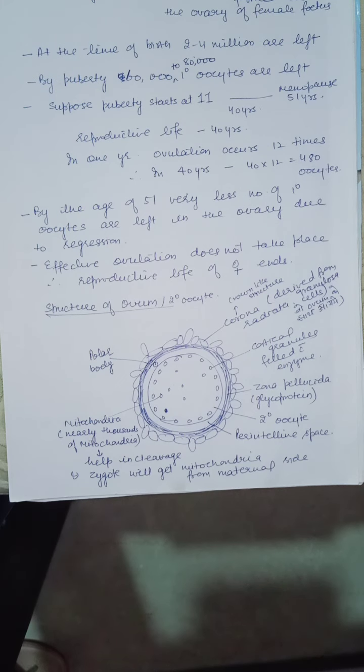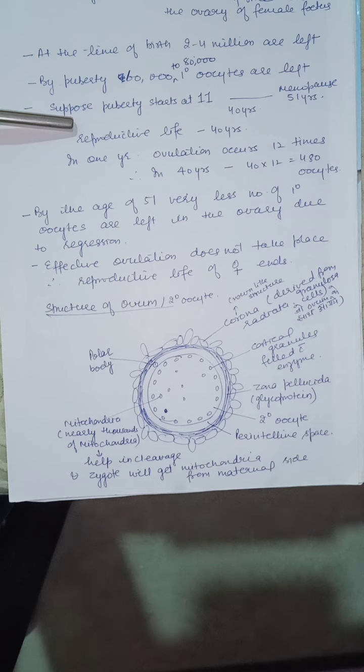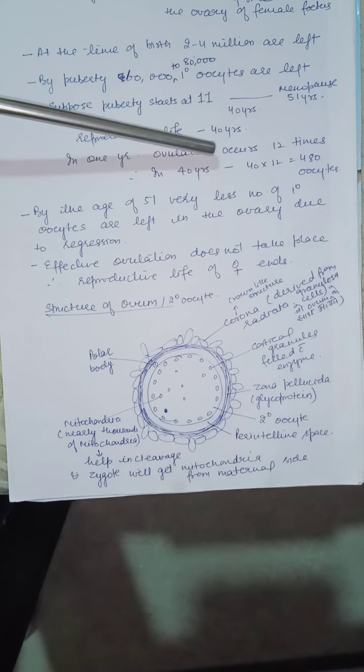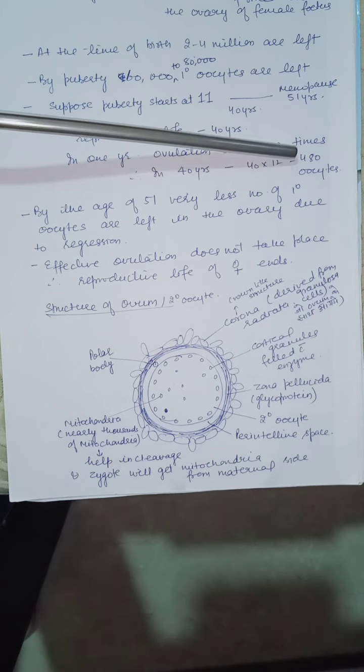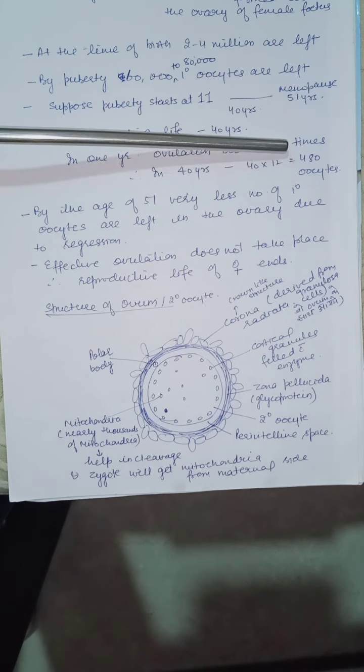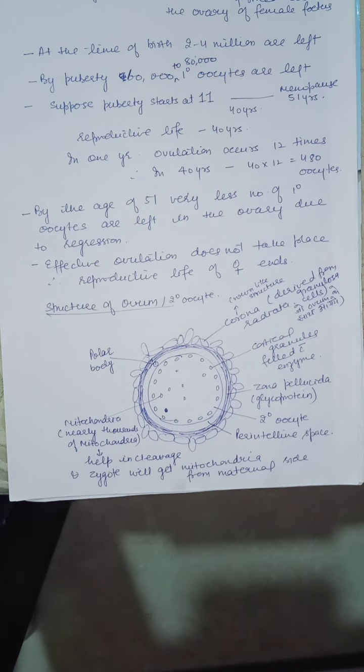Ovulation occurs only once in 1 month. That is, release of the egg from the ovary is alternate, one ovary releases one egg alternately in 1 month. In 1 year ovulation occurs 12 times. So in 40 years ovulation will occur 480 times, that is 480 oocytes will be released.